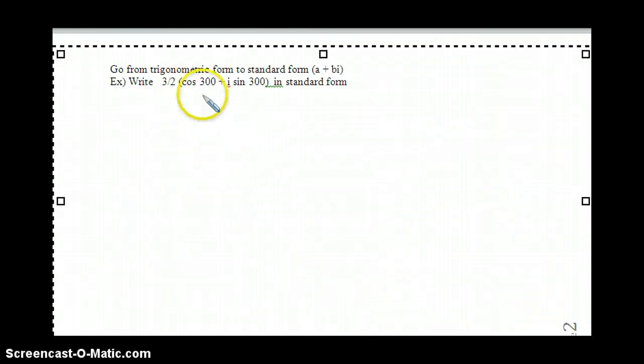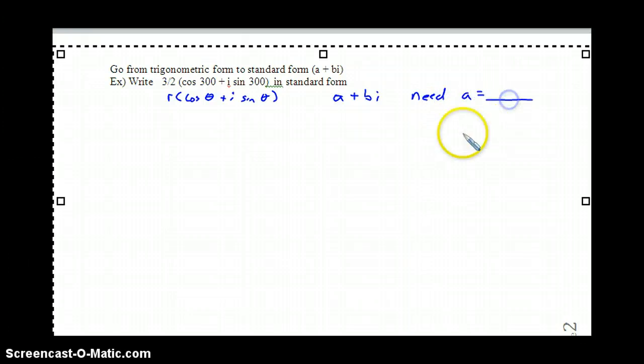For this next example, I'm actually going backwards from what we were just given. In the previous example, we were given a standard form, and we had to find trigonometric form. Now I'm given trigonometric form, r times the cosine of theta plus i times the sine of theta, and I want to find standard form. I want my final answer to be a plus bi. So the two things that I need to know are what a is and what b is.